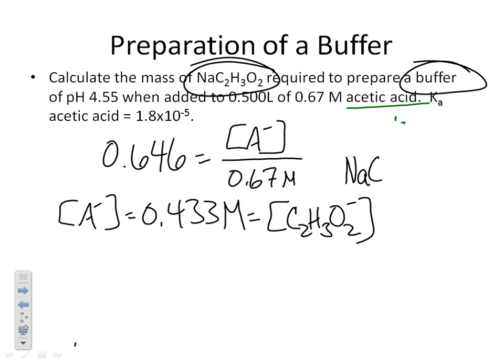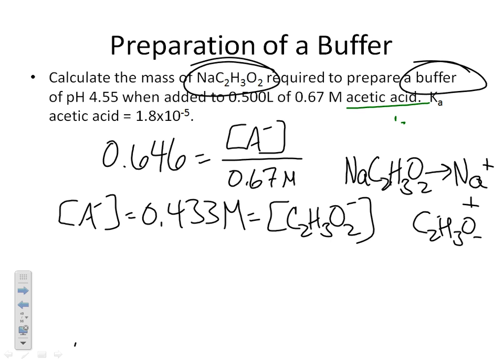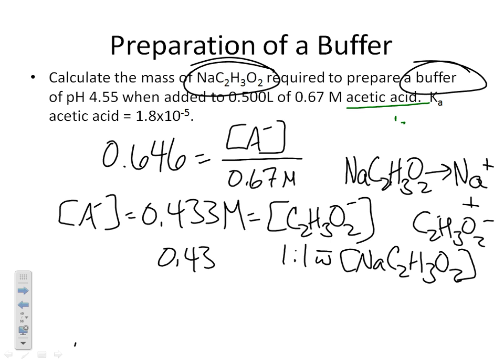Sodium acetate, you put it in water, it completely dissociates into Na plus and C2H3O2 minus. So this thing is in a 1-to-1 with our sodium acetate concentration. So therefore, I know that 0.433 molar is the concentration of sodium acetate that I'm looking for, right? I know this is similar to the Ksp problems in that regard. So I've identified that that's the concentration I want of the sodium acetate, but we're looking for the mass. Well, how are we going to do that?